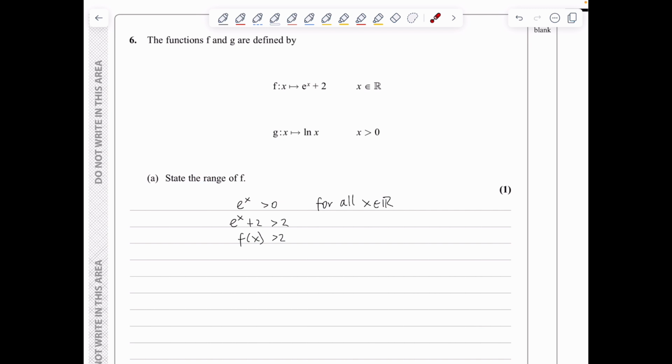So what we have done here, we have started from e to the x being greater than 0, and we have reconstructed the expression for f of x, arriving at f of x being greater than 2. In part B, we need to find f of g of x, giving our answer in its simplest form. So we're looking at a composite function.